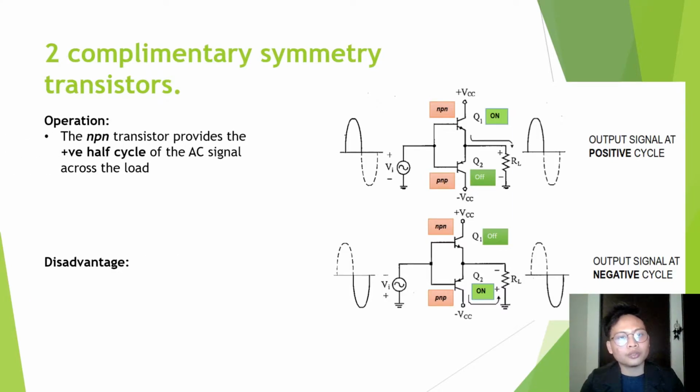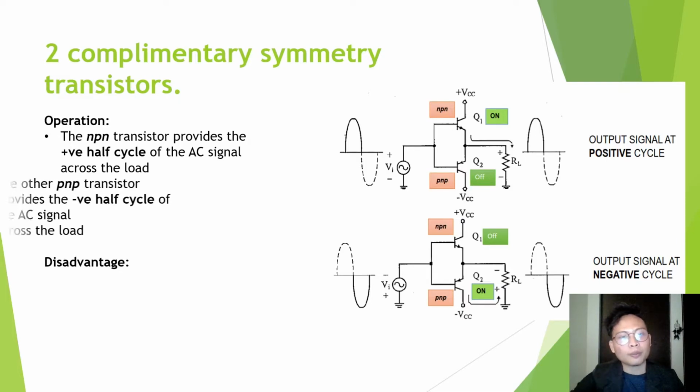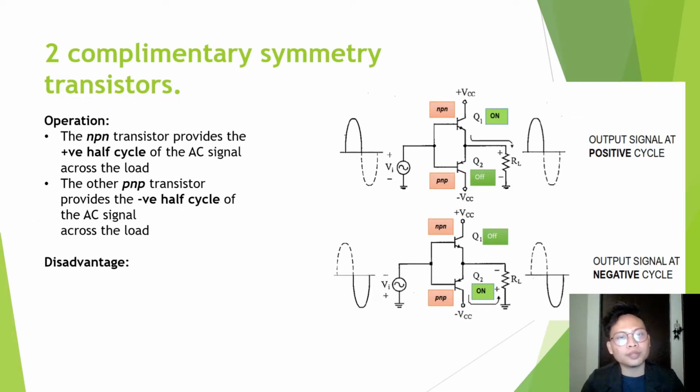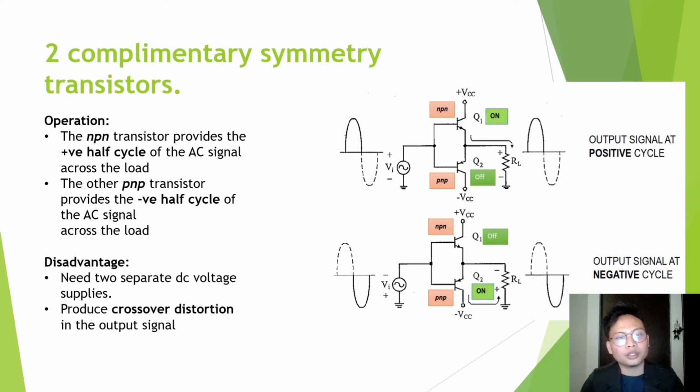The operation of the two complementary symmetry transistors. The NPN transistor provides the positive half cycle of the AC signal across the load. Then the other, PNP transistor provides the negative half cycle of the AC signal across the load. The disadvantage of this configuration is that it needs two separate DC voltage supplies. It also produces crossover distortion in the output signal. So, thank you.